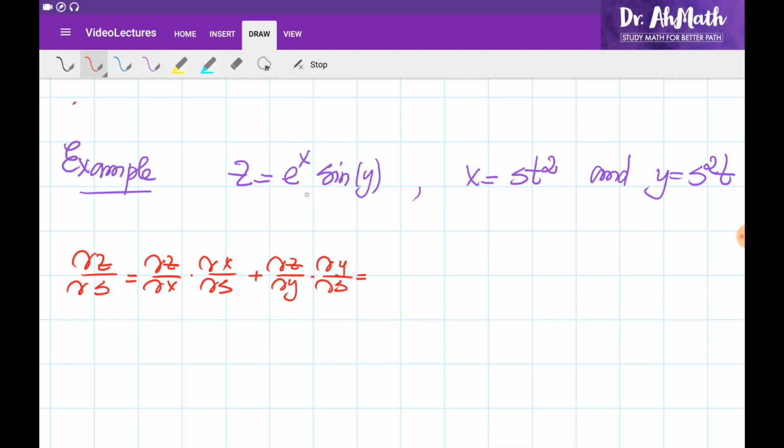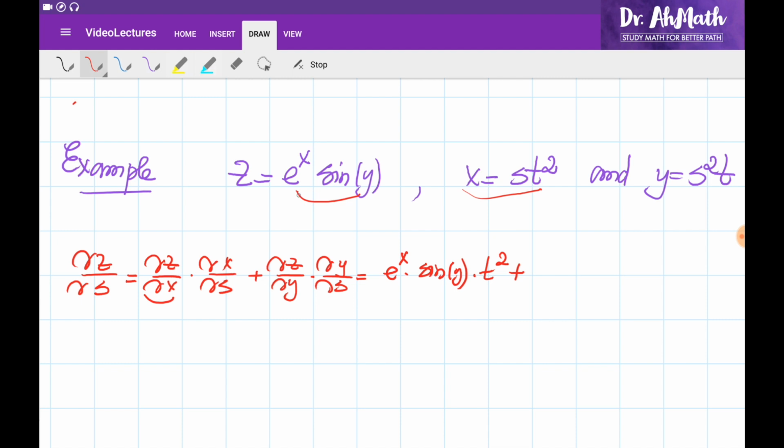So the derivative of z with respect to x is going to be e to the power of x multiplied by the constant, which is sine of y, right? So this is the derivative of z with respect to x. I need to multiply this by the derivative of x with respect to s, right? So s is a variable, t is a constant, so it's going to be a constant multiplied by the derivative of the variable, which is t squared, right? Because the derivative of s is equal to 1.